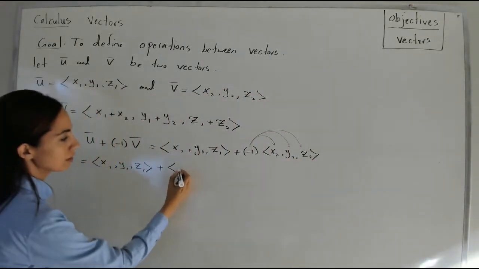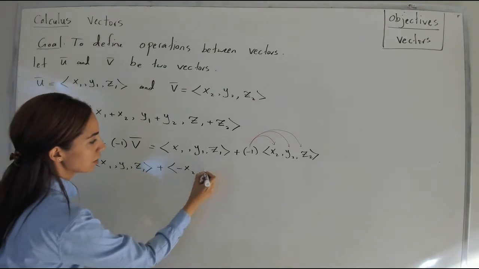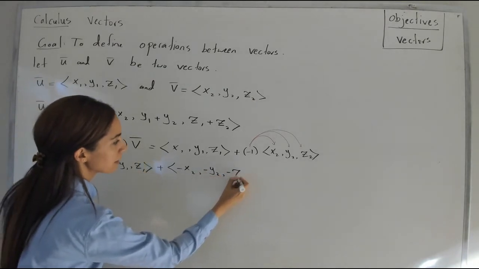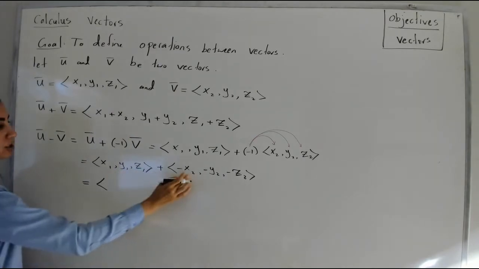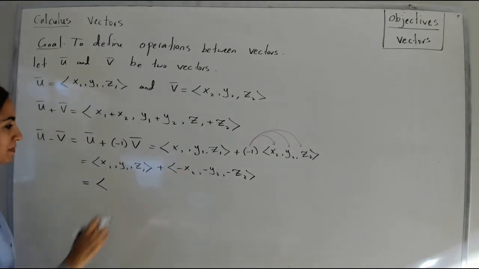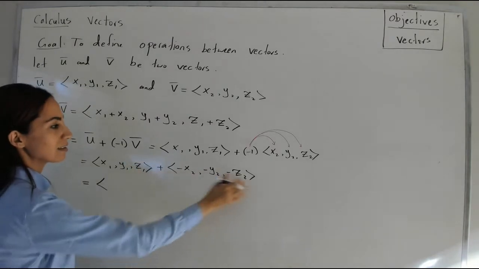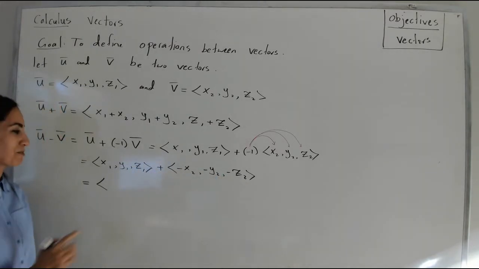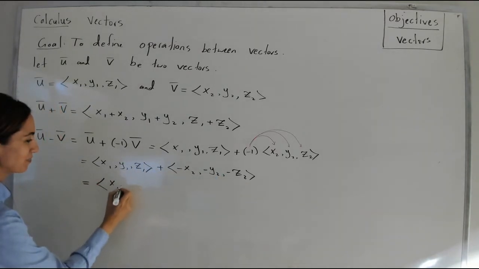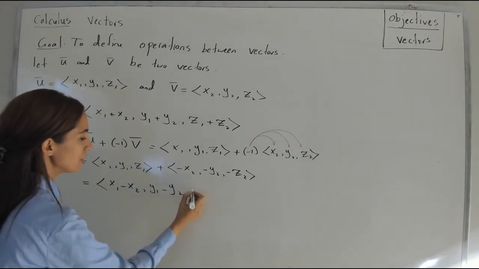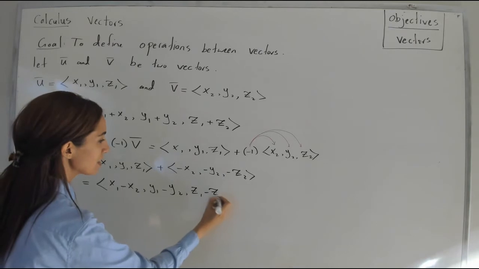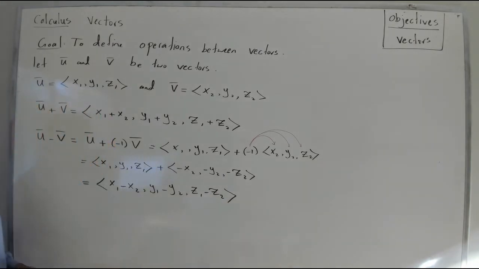So we have minus x2, minus y2, and minus z2, which is equal to, well, now we are taking the first components, taking the second components, and the third components, and add them together. We have x1 minus x2, y1 minus y2, and z1 minus z2.